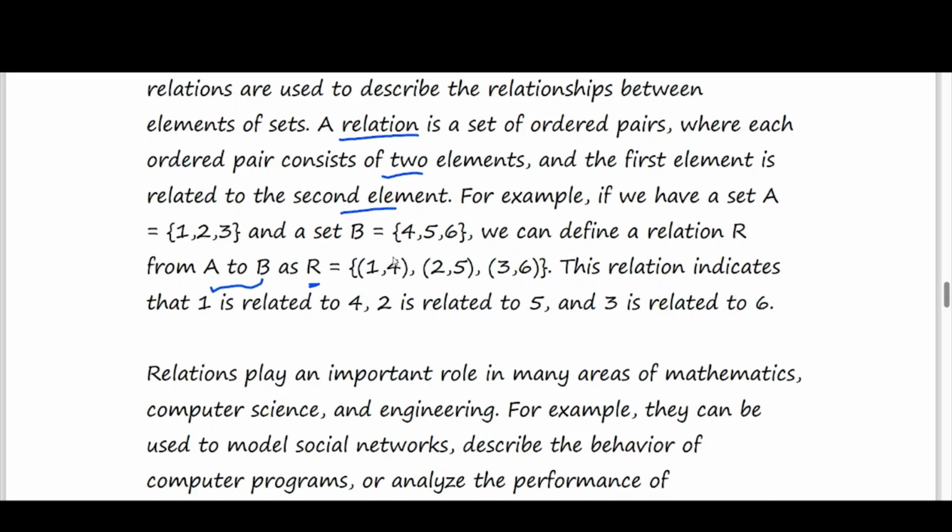It is a relation R from A to B. Remember that in every ordered pair, the first element will always be from set A and the second element will always be from set B. For all the ordered pairs written inside a relation, we say that the first element is related to the second element, like 1 is related to 4, 2 is related to 5 and 3 is related to 6, and so on.